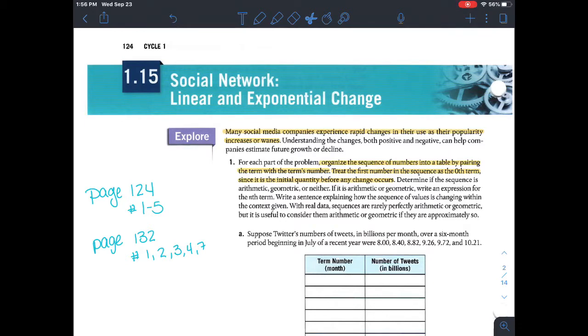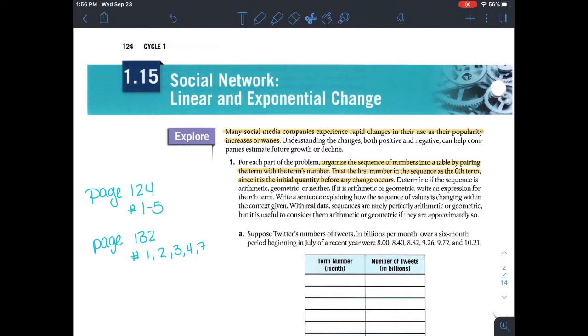Yes, we skipped 1.13. I thought it was something not essential. I didn't want to spend a day going over vocab words. And then 1.14 we are going to get to, but I put it at the end of this unit. We're first going to start with linear and exponential change. Again, another pretty lengthy section, but we'll get through it.